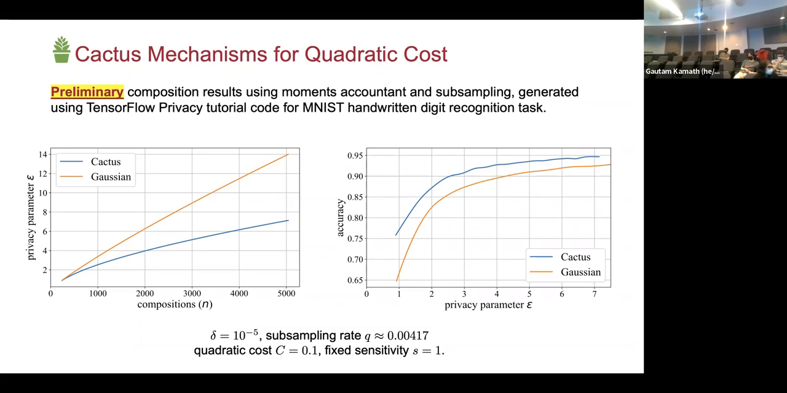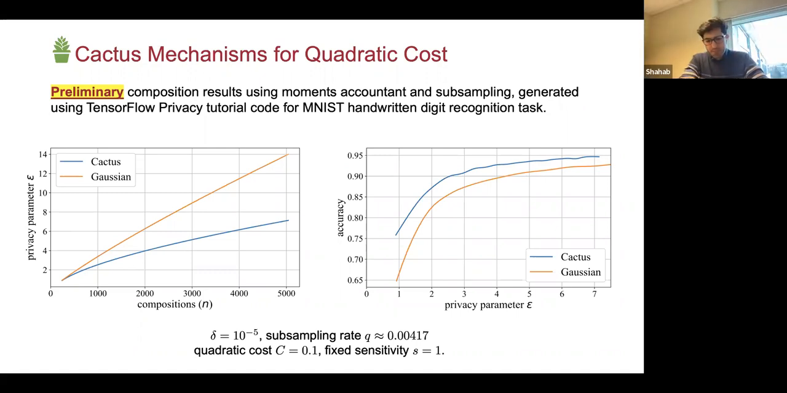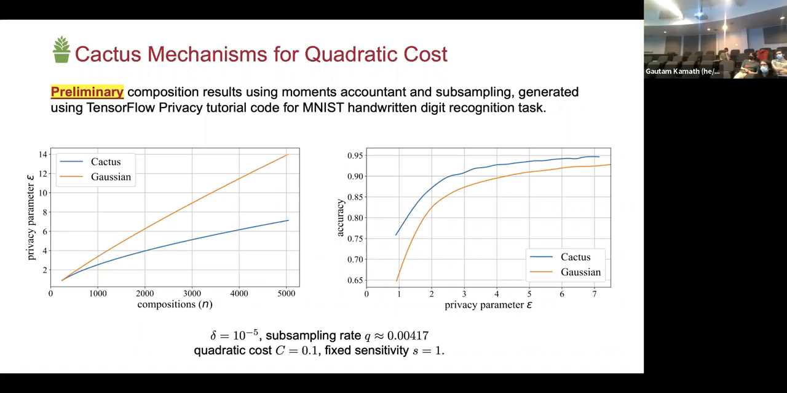I see. Sorry, let me see if I understand. In the analysis, you can apply the Gopi et al. paper to the Gaussian composition, but it won't be applicable to your composition. Exactly right. Okay, so it might not be a fair comparison. I see. Yeah, absolutely.